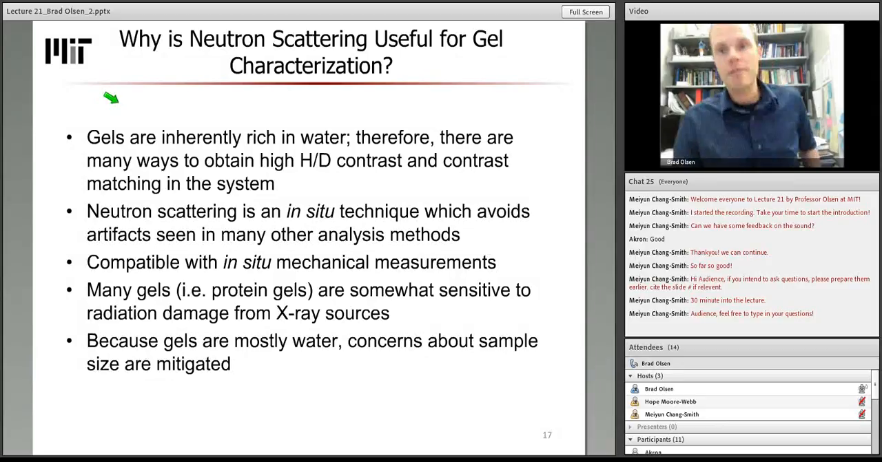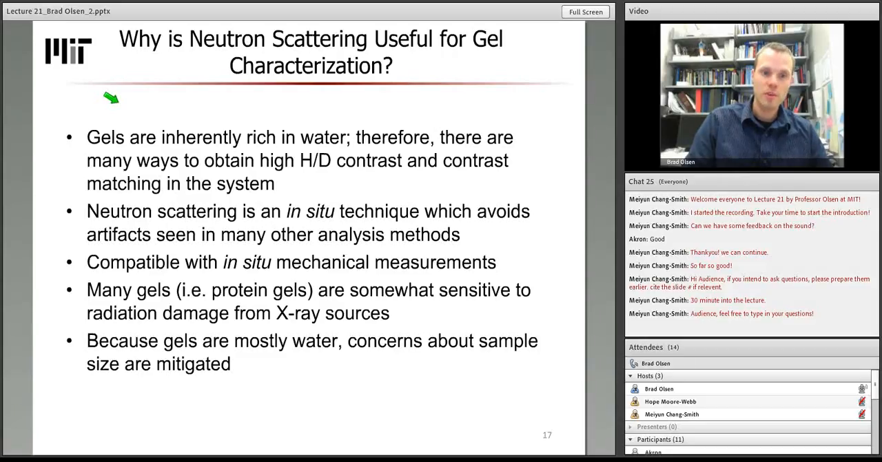The second and very important thing is neutron scattering is an in situ technique, and this avoids the artifacts seen in many other types of analysis methods, one of which I'll show you on the next slide. Right? Gels exhibit their properties under a certain condition of solvent, pH, ionic strength, and temperature, and their structure can be very sensitive to changes in this condition. And so analysis techniques that can probe the gels directly under the condition of relevance are very, very important.